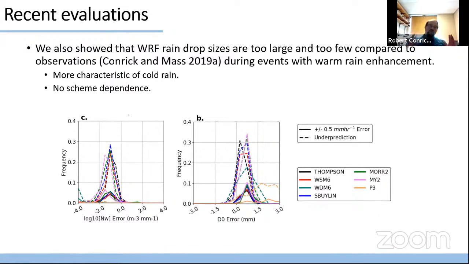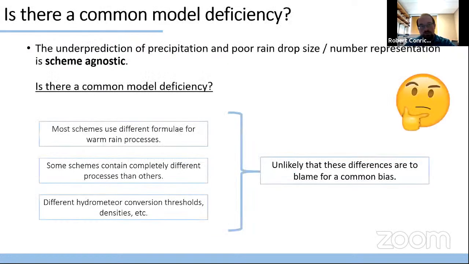Having drops that are too large and too few is much more characteristic of cold rain. And more importantly, there's no scheme dependence here. So once again, just like with precipitation, we found that it doesn't matter which microphysics scheme you choose, these biases were still present. This all begs the question of whether or not there's a common model deficiency here. The underprediction of precipitation and poor drop size distribution representation, as we just saw, is agnostic of which scheme you choose.